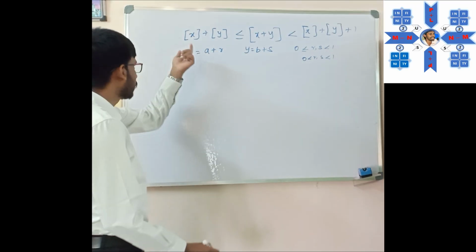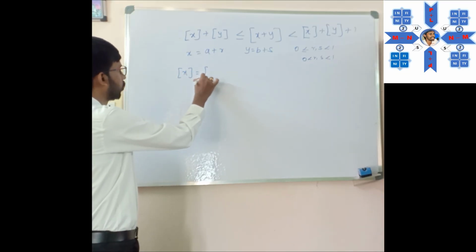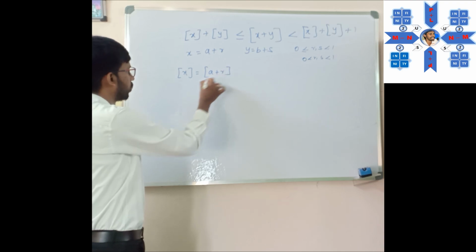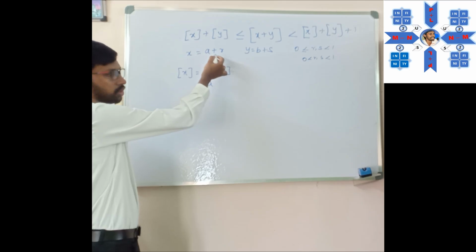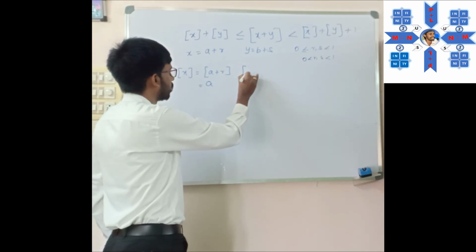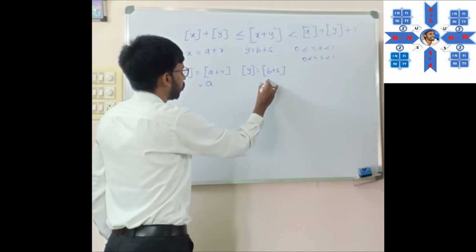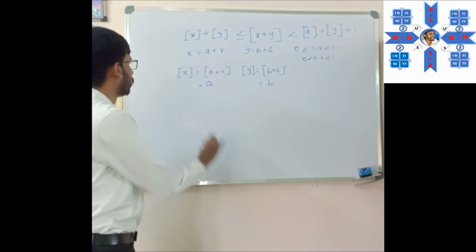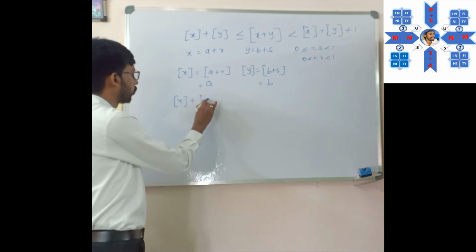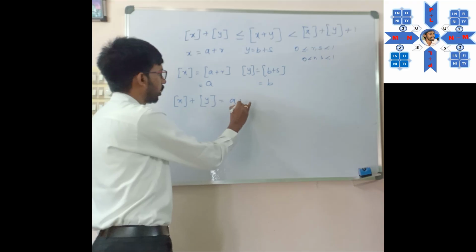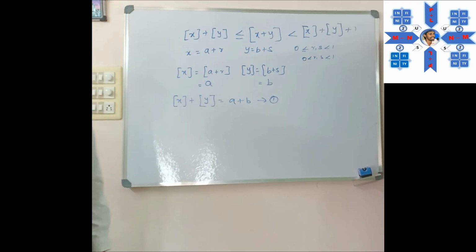So taking the LHS, the greatest integer function of x equal to a plus r. So the integral portion is a alone. Similarly, the greatest integer function of y equal to b plus s. So the integral portion is b alone. Therefore, adding these two, the greatest integer function of x plus the greatest integer function of y is equal to a plus b. This is equation number 1. So this is so simple, right?